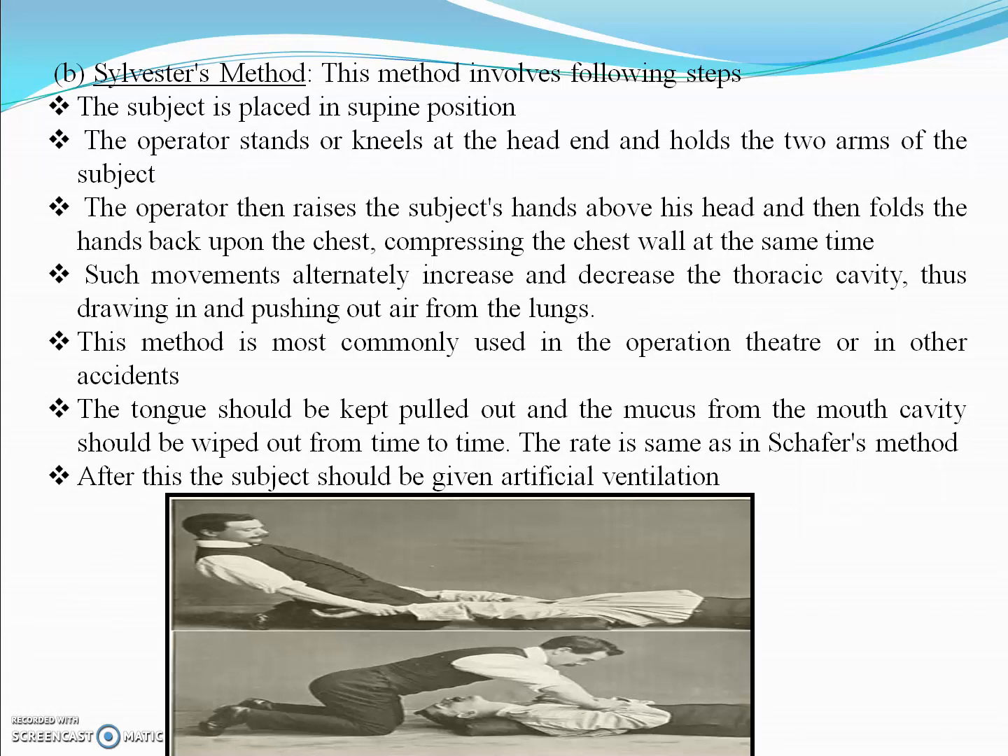Such movement alternately increases or decreases the thoracic cavity and thus draws in and pushes out the air from the lungs. This method is most commonly used in the operation theatre or in the case of accidents. The tongue should be pulled out and the mucus from the mouth cavity should be wiped off from time to time. The rate is the same as Stafford's method. After this, the subject should be given artificial ventilation.